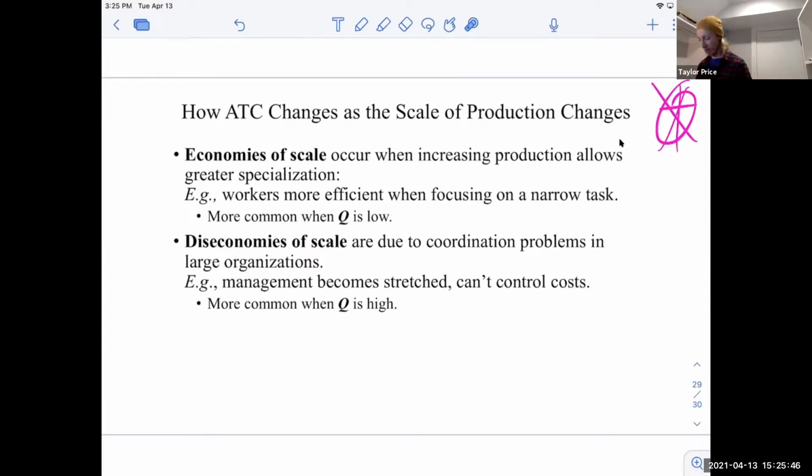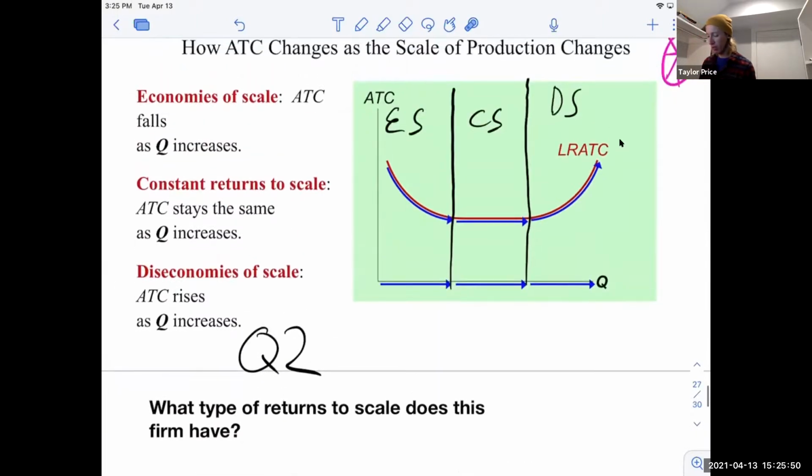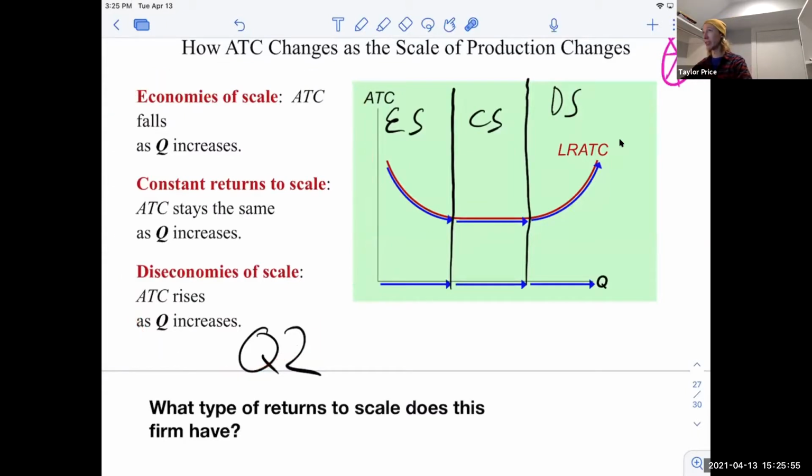But yeah, definitely make sure to understand these three types, because I can guarantee you that something like that will be on the midterm. So make sure you know what an economy of scale is, constant returns to scale are, and diseconomies of scale, because at least one question on the midterm will have something to do with differentiating those three.